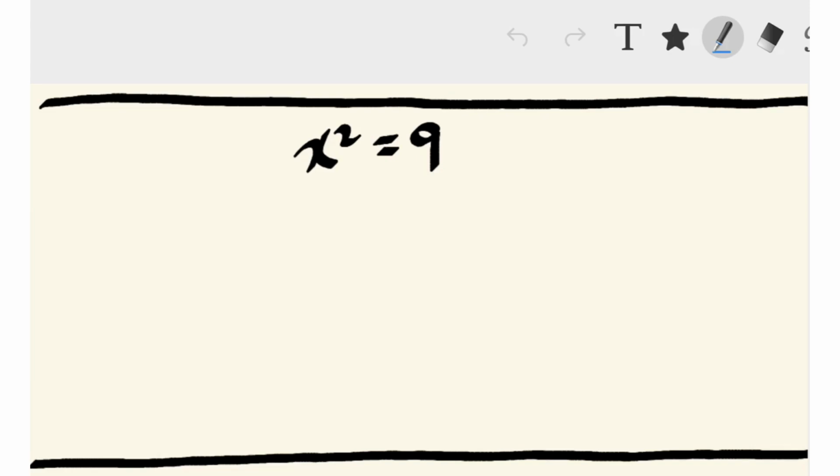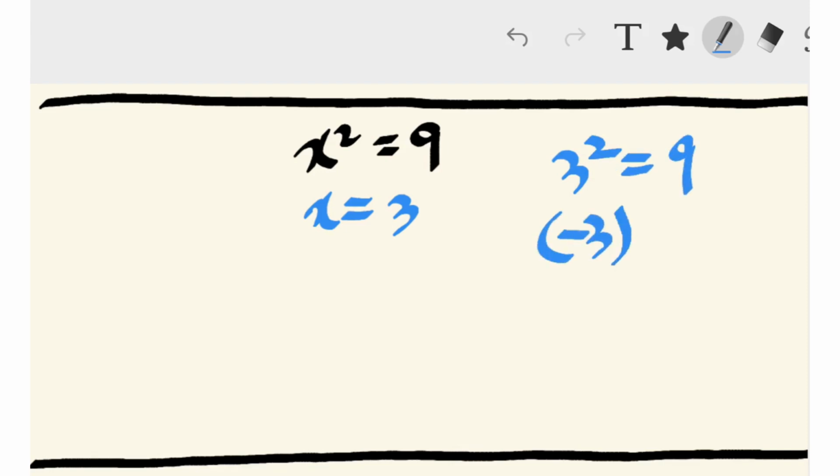Let me show you a common trap. x squared equals 9. Many students immediately say x equals 3, but that's not the full answer, because 3 squared equals 9, and minus 3 squared equals 9. So both of these work.